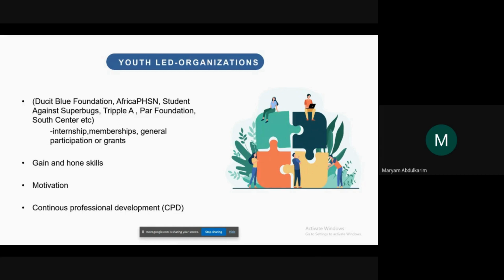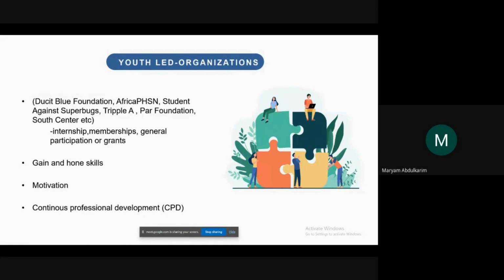So, being involved with these organizations is such a great way to connect with like-minded people and also learn and gain amazing skills. In most of these situations, these skills are transferable. It's not something that you learn and just leave. It's something that you take with you, and you don't necessarily have to use it in the AMR space. It's something that you can use for your continuous professional development.